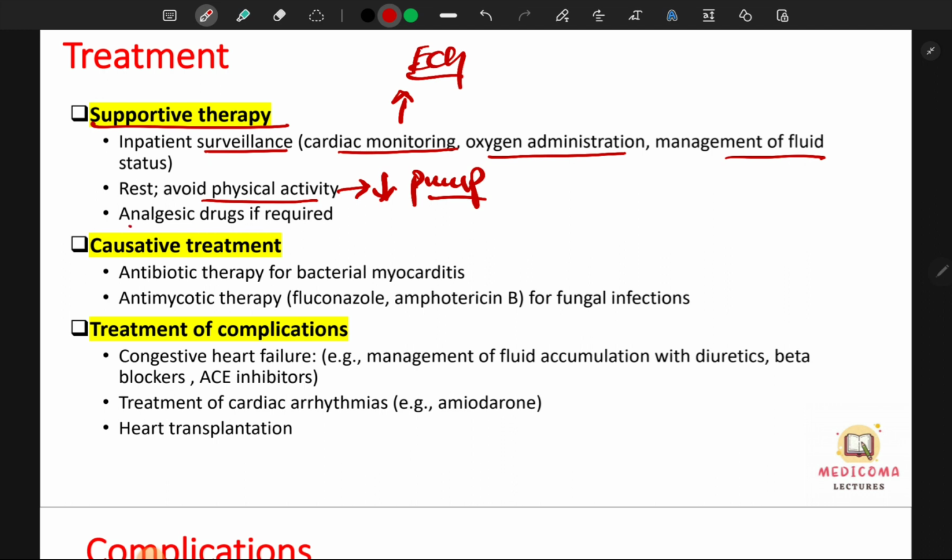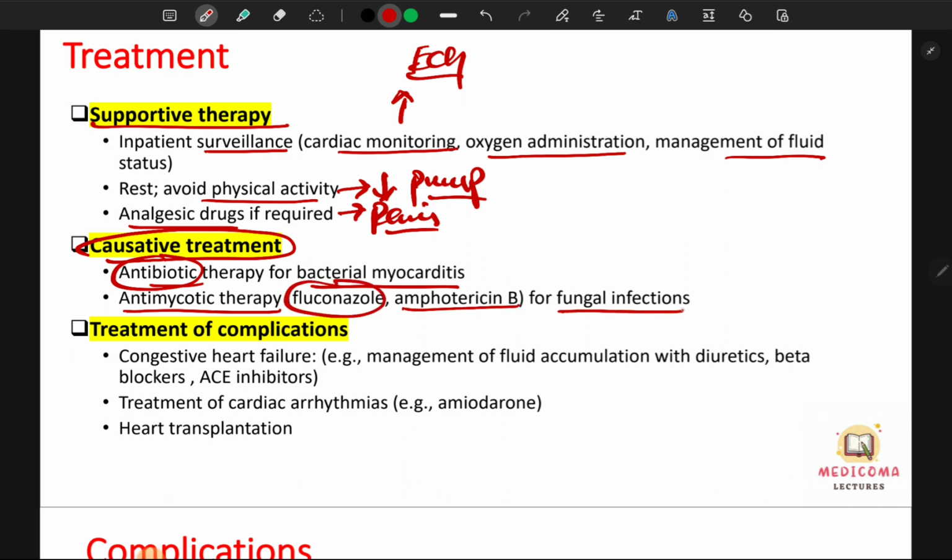Analgesic drugs if there is pain, and causative treatment: antibiotic therapy for bacterial myocarditis, which we already discussed. If there is beta streptococci, corynebacterium, or borrelia burgdorferi, then definitely we will give antibiotics. If there is a fungal infection, then we will give antimycotics like fluconazole and amphotericin B.